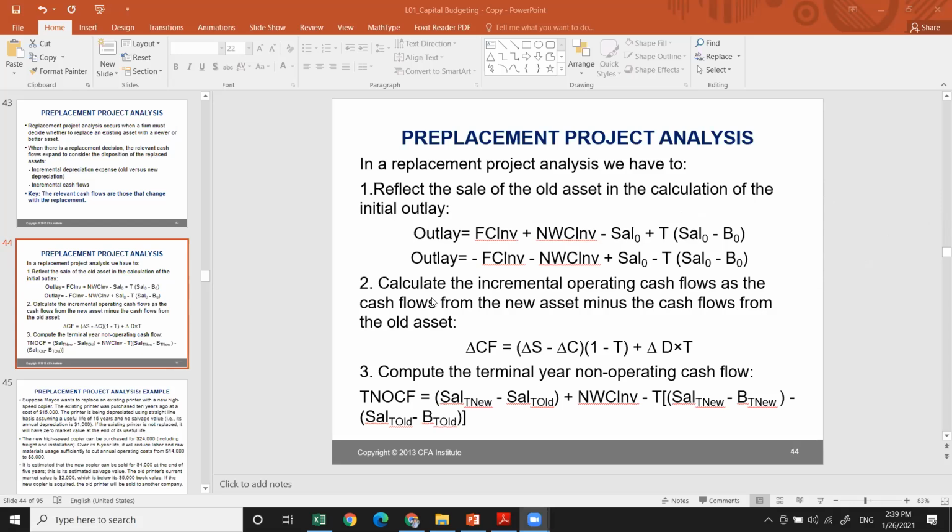Then second step, you do the estimation of the cash flows. It's the change in sales, the difference between old and new, and the change in cost expenditures, to get the earnings before tax. And then you add back the depreciation, but the change in depreciation. So the change in depreciation should be considered as well.